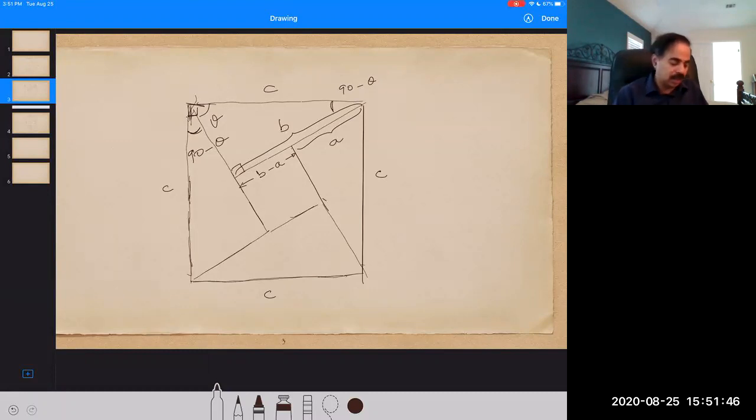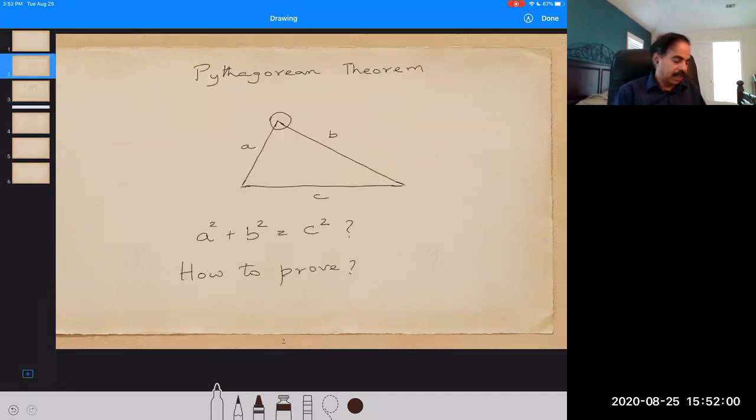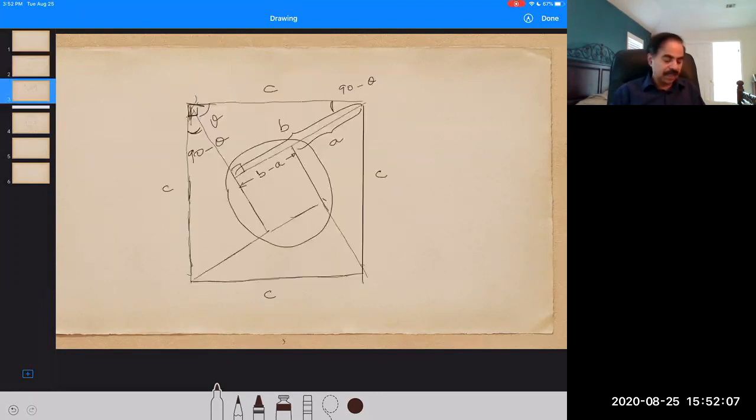Okay, so now we just need to look at this center part, and then see whether that is actually a square or not. We said the smallest side is A, the next side is B, and the largest side is C. So because of that, this whole thing that I marked as B, right?